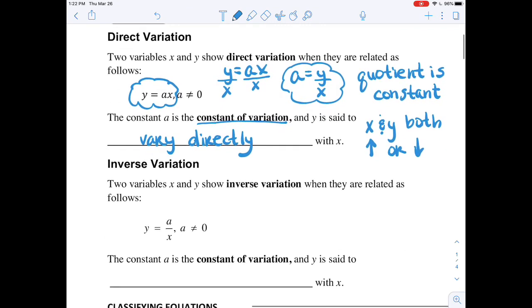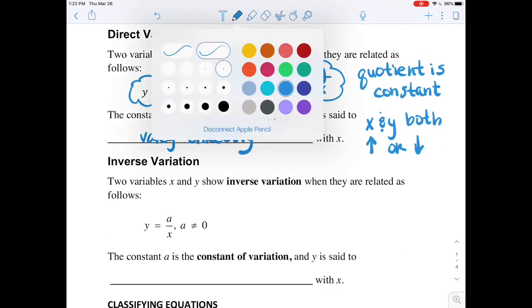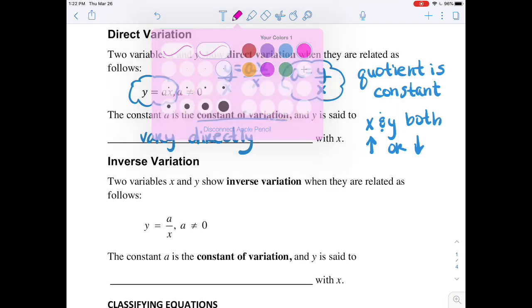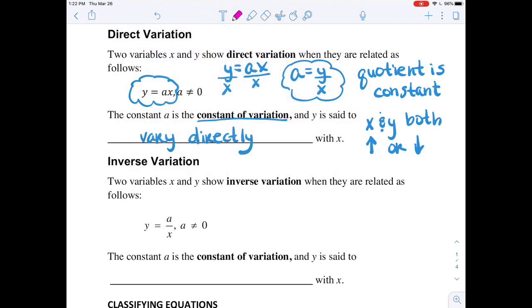The opposite of that is called inverse variation. And inverse variation occurs when our equation looks a little different. Instead of a times x, we have a divided by x. So here is the other equation for inverse variation.